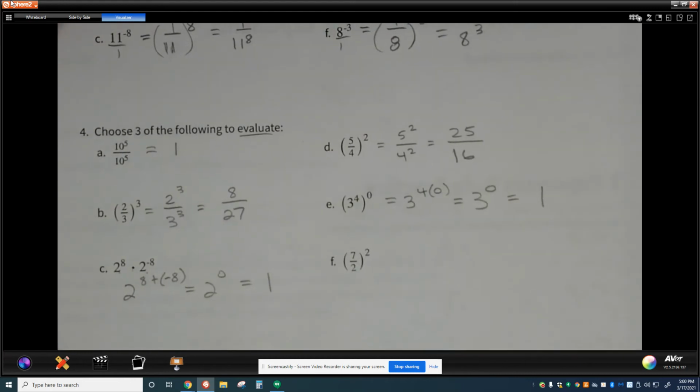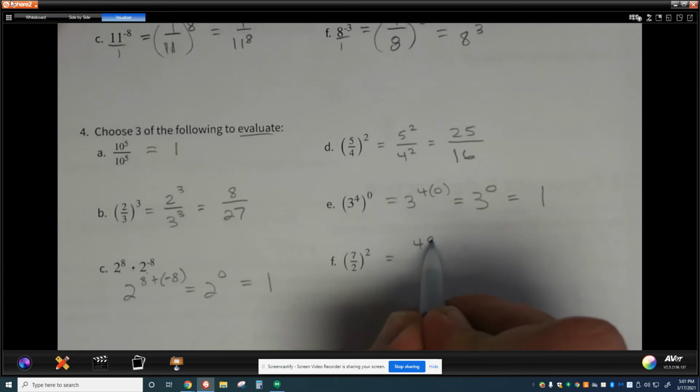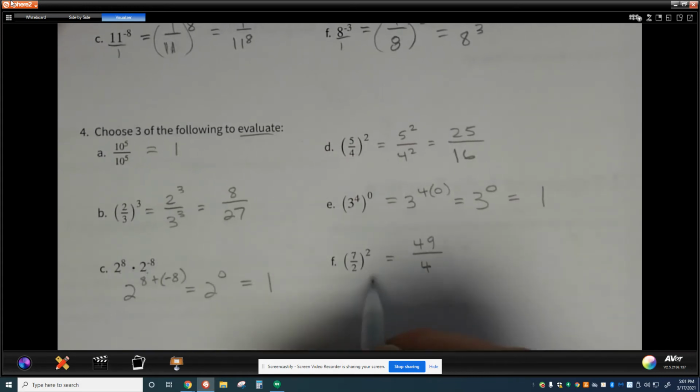Looking at letter F, let's think mentally what we could do with this. 7 to the 2nd power is 49, 7 times 7. 2 to the 2nd power is 2 times 2 is 4. The work for this would look like this, 7 to the 2nd power divided by 2 to the 2nd power.